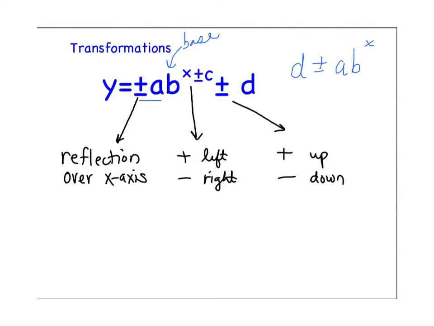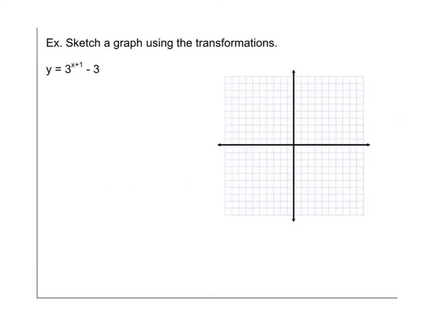We've done transformations over and over and over again. They work the same way with exponentials. So on this graph, you can see that I have the graph of 3 to the x. The parent function is 3 to the x. It's really small, 3 to the x. And then it is moved to the left 1 and down 3. And so that's how I can graph it.